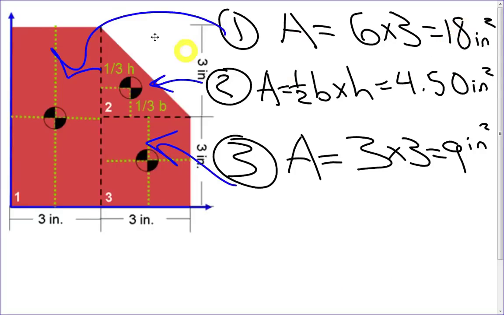Now let's find the area. So rectangle, 6 times 3, that's easy. Triangle, half base times height. And our square, 3 times 3 is 9. Make sure you're keeping your units, square inches.